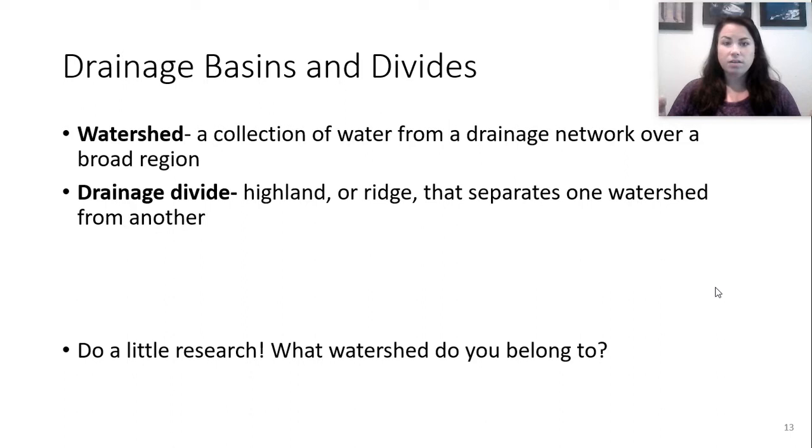This is how we define different parts of land. Sometimes it's separated from topography, sometimes it's separated by rivers and things like that. So if you've ever wondered how certain highways across the United States or state lines are divided, it's sometimes dependent on watersheds. A watershed is a collection of water from a drainage network over a broad region. And a drainage divide is a highland or ridge that separates one watershed from another. So sometimes these drainage divides and watersheds are how some counties get their shape or some states get their shape.